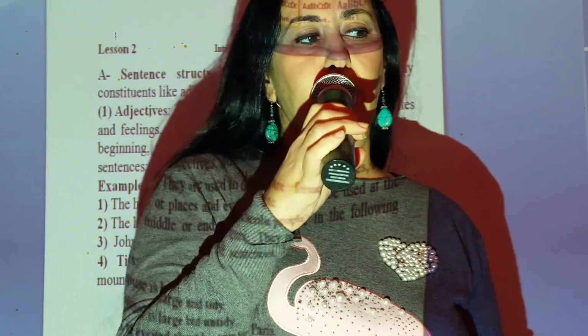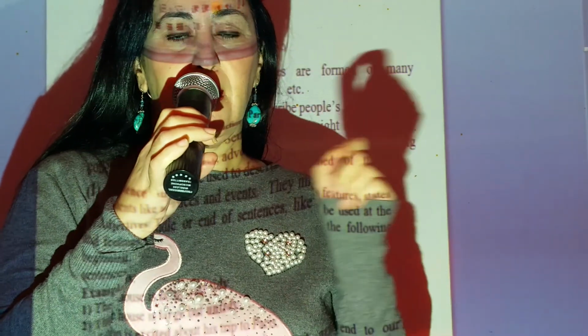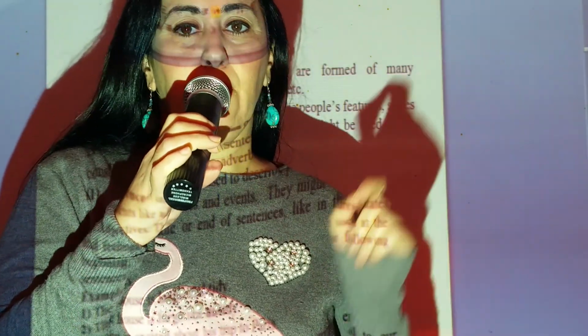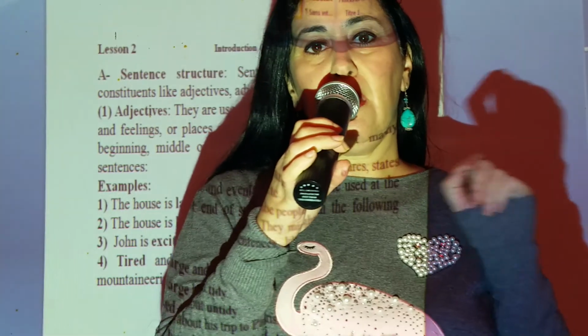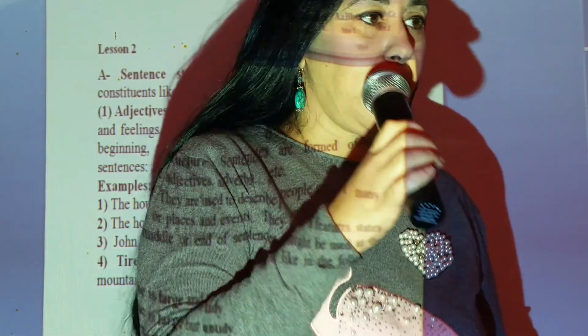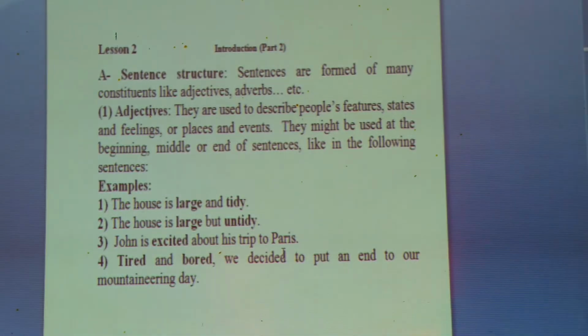Now please follow the slides and take your pen, all of you, your handbooks, and write down the correct answers. Lesson 2, sentence structure. Sentences are formed of many constituents like adjectives, adverbs, etc. Regarding adjectives, they are used to describe people's features, states and feelings, or places and events. They might be used at the beginning, middle, or end of sentences, like in the sentences below.